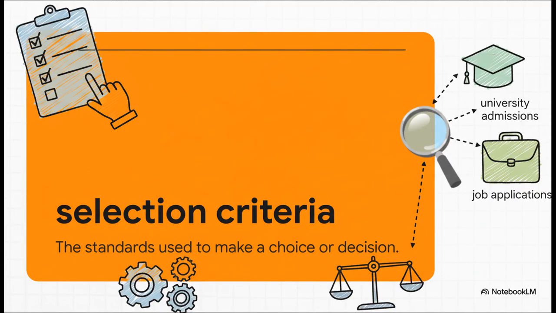Here we have a noun phrase that you'll probably see in more formal places. Selection criteria. Let's just break that down real quick. Selection is all about choosing something, and criteria are the standards or rules you use to make that choice. So, selection criteria are just the official rules for picking someone or something, like the requirements for a university application.